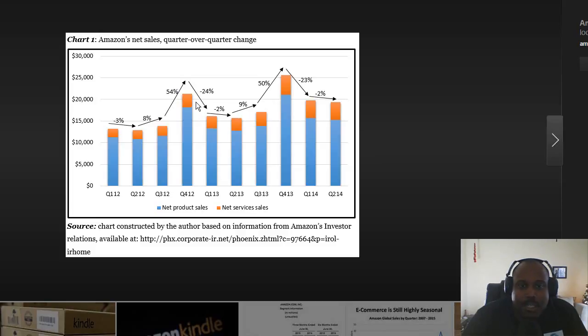There are a whole lot of sales going on in Q4, and then it drops in Q1, and then it drops in Q2. That's around the June time. It begins to pick back up, and we can see this again. It begins to pick back up in Q3, which is July, August, and September. And then most of the sales around Christmas time really pick up, and we see like a 50% increase.